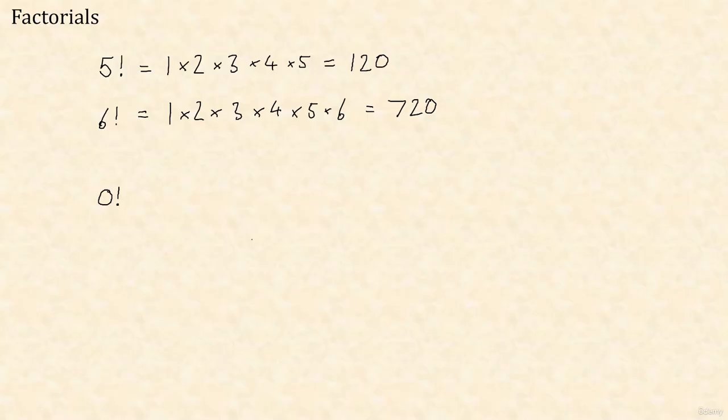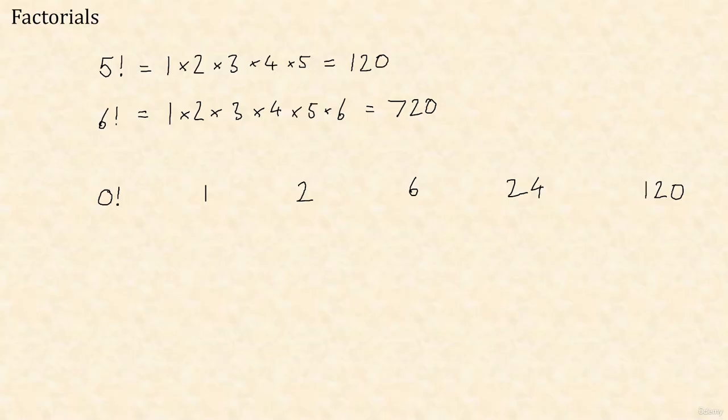Here's a way to think about it. Suppose I was to work out 1 factorial. Well, 1 factorial is just 1, so that's easy. 2 factorial, well, that's 1 times 2, which is 2. 3 factorial is 1 times 2 times 3, which is 6. 4 factorial, 1 times 2 times 3 times 4 is 24, and so on. We've already worked out 5 factorial. That's 120. So let's think about a pattern here.